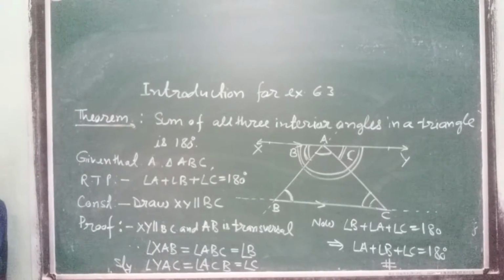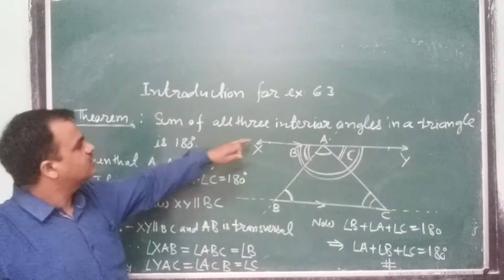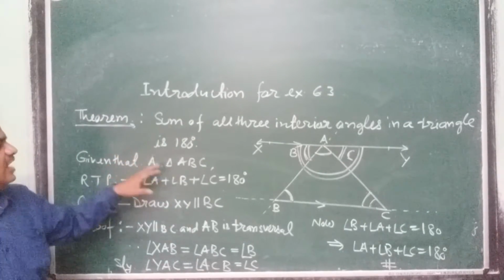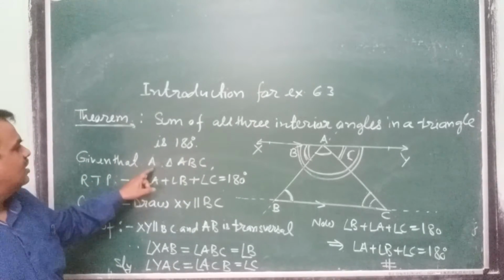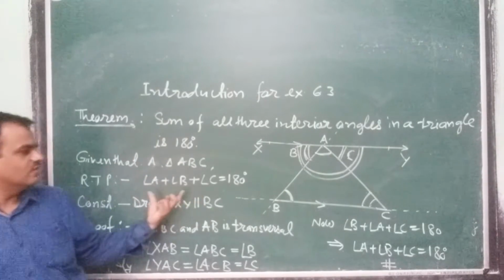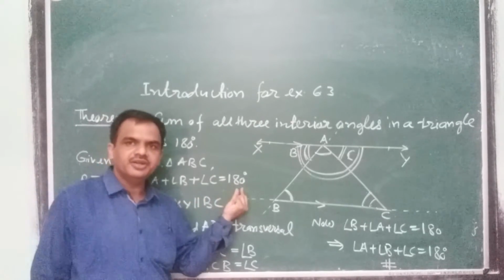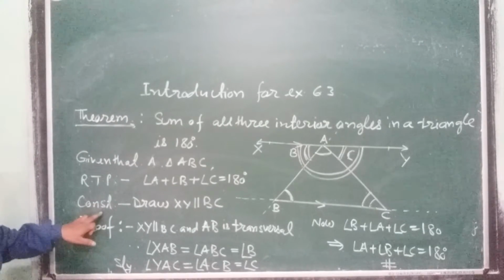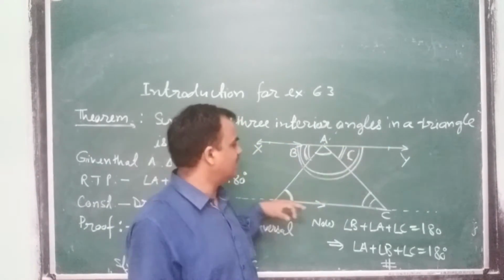So this was all about this theorem. First of all, the statement. What is the statement? Sum of all three interior angles in a triangle is 180 degree. So we have taken a triangle ABC here. So let us write, given that a triangle ABC. In this triangle we need to prove the sum of three angles. Now we are having the name of these three angles. So we have put angle A plus angle B plus angle C to be 180 degree. This is given, required to prove. And we have taken one construction here. And the construction is to draw a line XY which is parallel to BC.